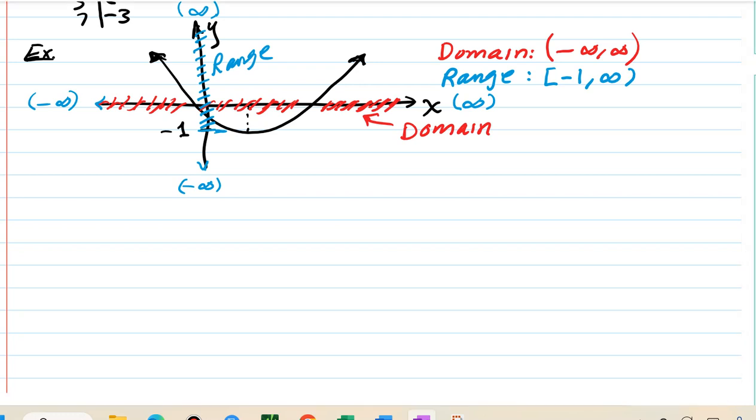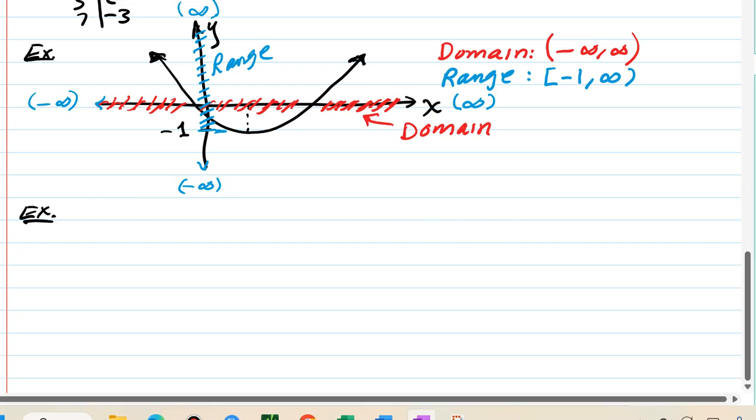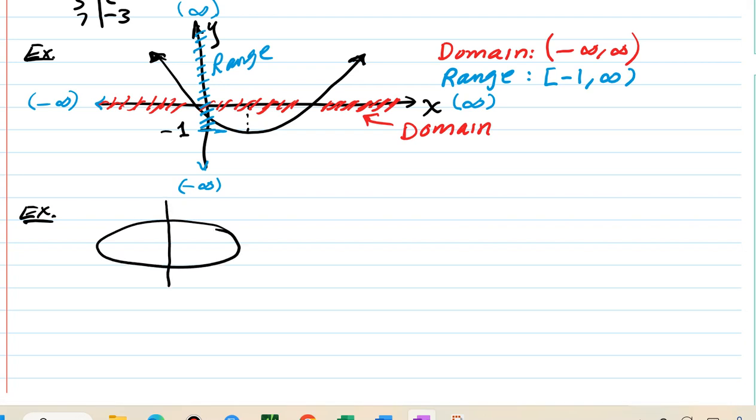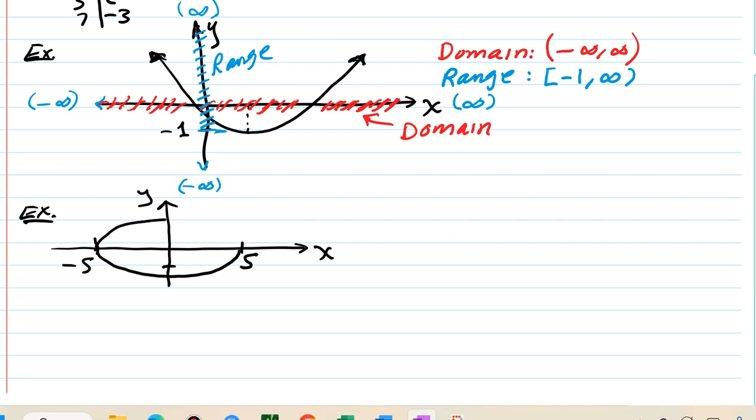Let's try another example of this one. Okay, so for this example, again, I'm just going to draw an oval here, and here's the x, there is the y. And I'm just again making up these numbers. I have a 5 here. Let's go -5 here. Let's go 2 here, and then I have this upper portion. I'm trying to draw an ellipse in case you wondered. There you go. It looks like an ellipse, doesn't it?